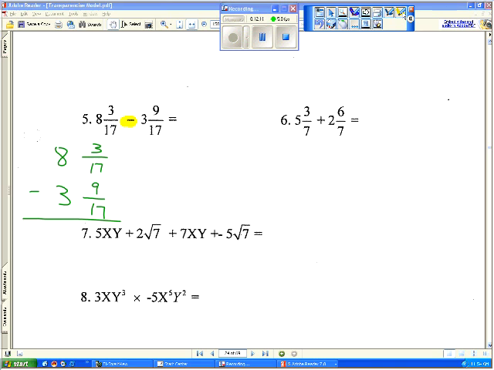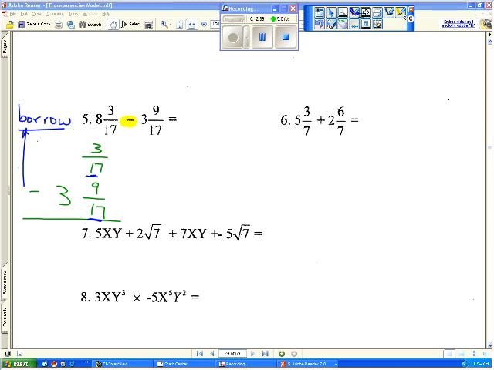Now, we're subtracting. When you subtract, do you carry or borrow? You borrow. We have 3 of those little 17ths, and we're wanting to take away 9. Can you take away 9 if you only have 3? No. You do not just stick a 1 and make it a 13. That's what people that do it wrong do.